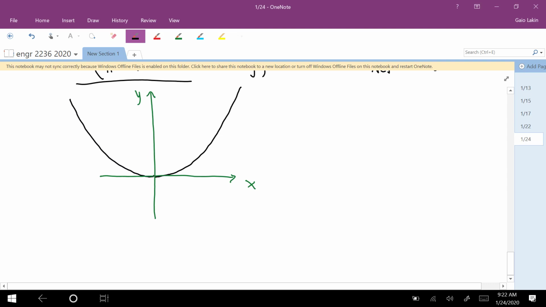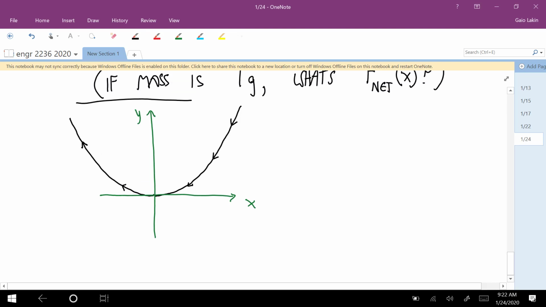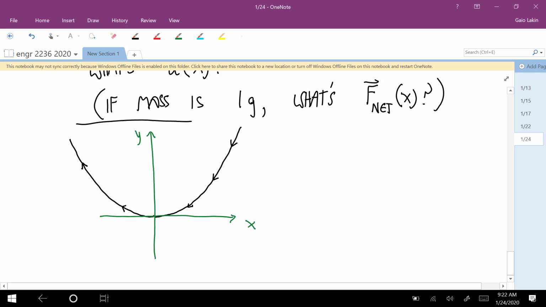Okay, so it's traveling along this parabola in the direction of decreasing x, which means it's going this way. So how are we going to go about this? Well, the first thing we have to do is figure out the velocity vector as a function of x. We have the path and we have the speed. So we just need to use the path to figure out a unit vector in the direction of motion. And what does that look like?